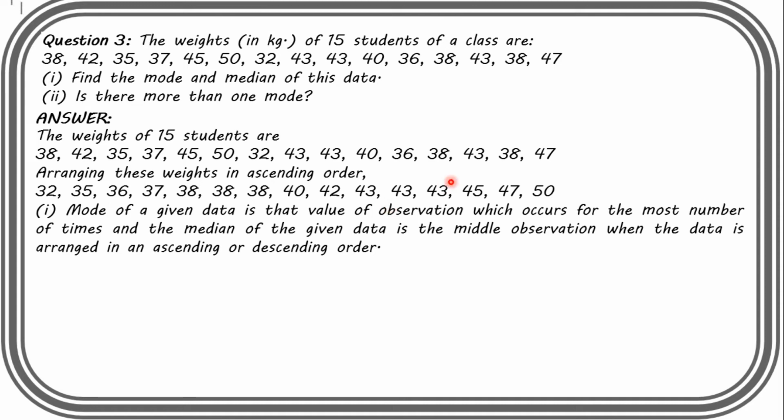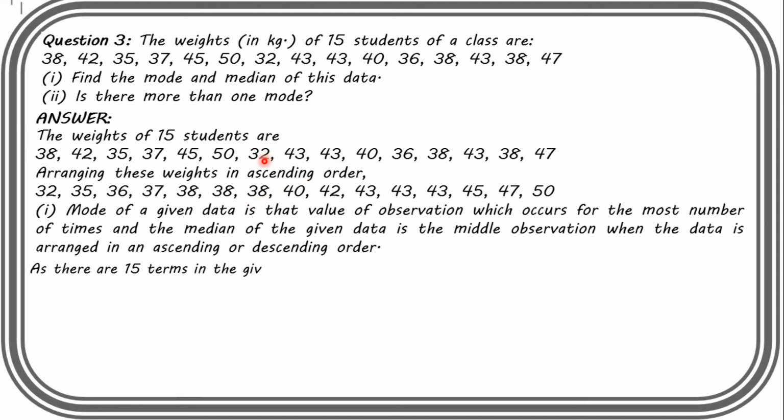Okay, now if we talk about the median, which number is it? 15 terms are here. So what we will do, 15 plus 1 upon 2, as in question number 1. 15 plus 1 equals 16, divided by 2 we get 8. So the 8th observation is our median. Count 8 in ascending order: 1, 2, 3, 4, 5, 6, 7, 8. So the median is 40.